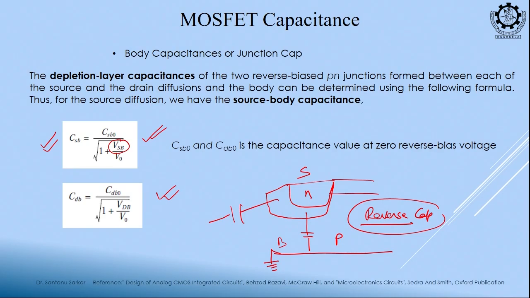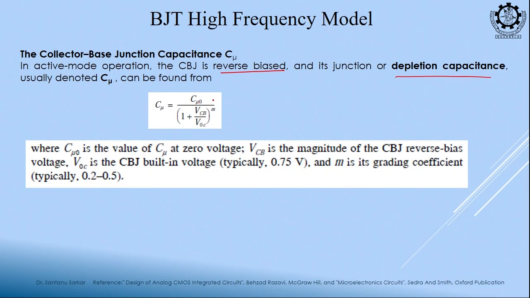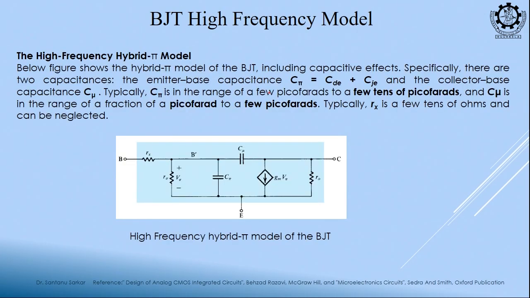So, same thing, we have C mu 0, which is the capacitance at 0 voltage, and it depends on the reverse bias potential, and M is the power. C mu 0 is the value of C mu at 0 voltage, Cb is the magnitude of the collector base reverse bias voltage, and M is the grading coefficient, typically 0.2 or half. If it is half, it will be a square root. So, this is just a depletion capacitance equation.